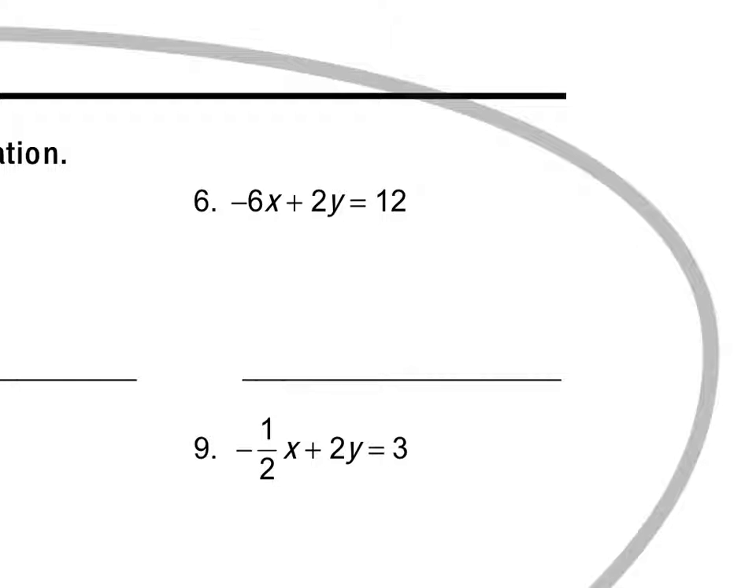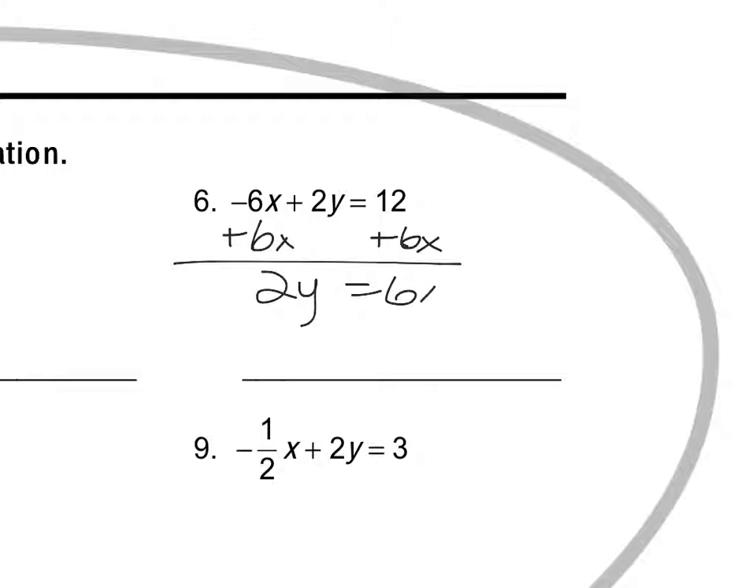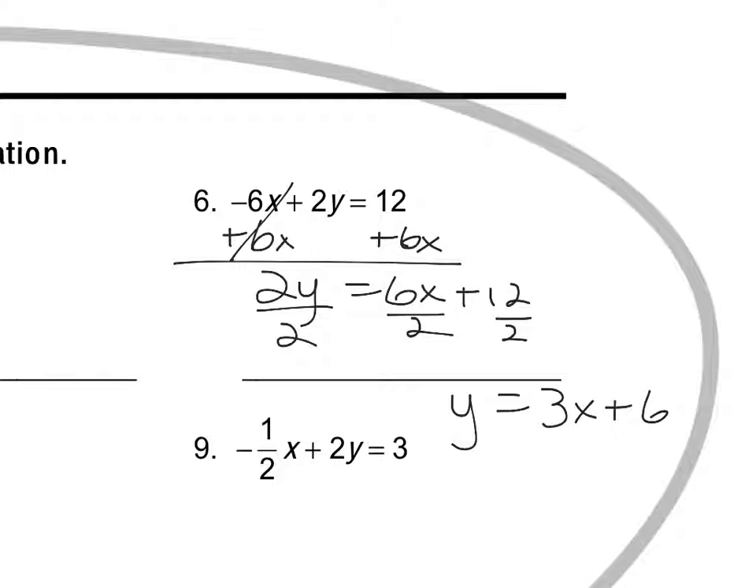If you just did it 4.6, you would add 6x to both sides, get 2y equals 6x plus 12, divide everything by 2, and you get y equals 3x plus 6, and your slope is right here, the 3. So you can do it that way now, or plug in the zeros. Once you get the ordered pairs, then plug them into the slope formula. So either method to find the slope from an equation.